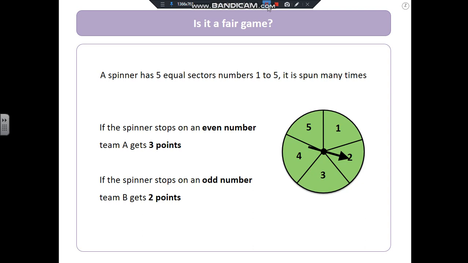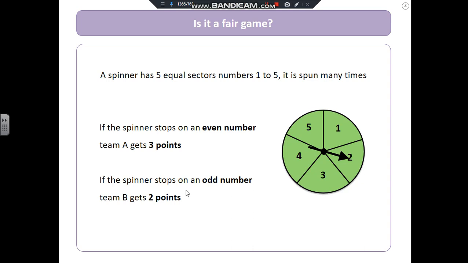Okay, so let's have a look. For A, we need it to land on an even number. Now there are 2 even numbers, okay. But every time it lands on a 2, they'll get 3 points, and every time it lands on a 4, they'll get 3 points. Okay, so there's a possibility of 6 points available here.